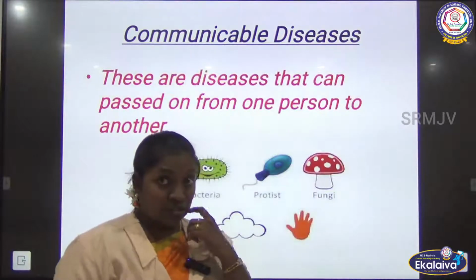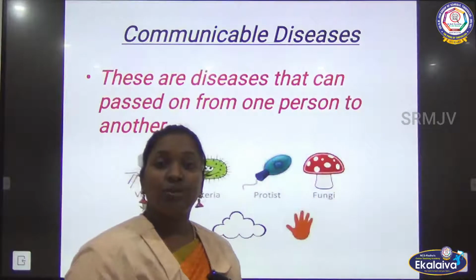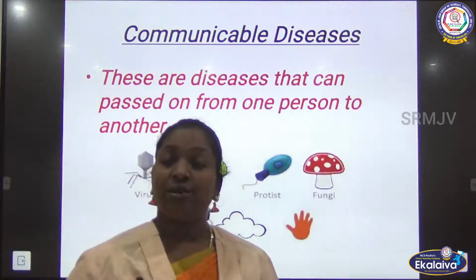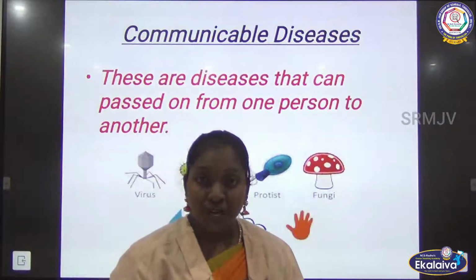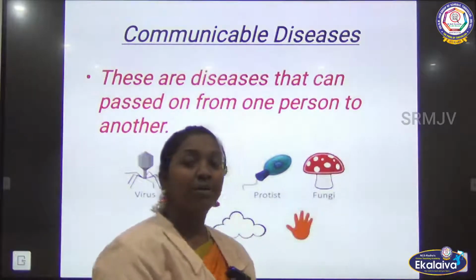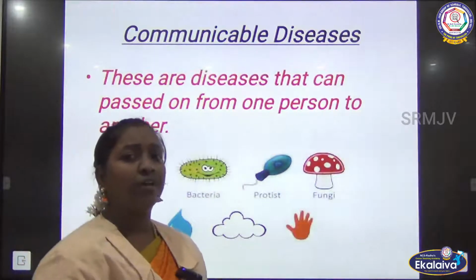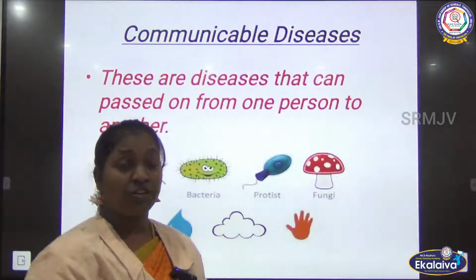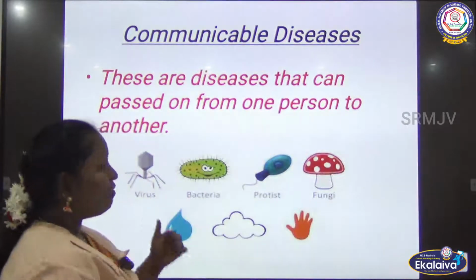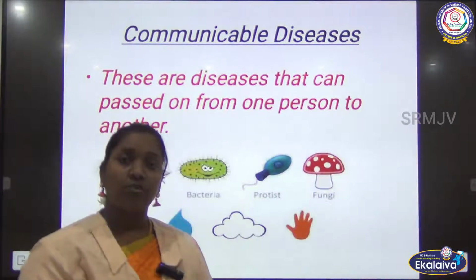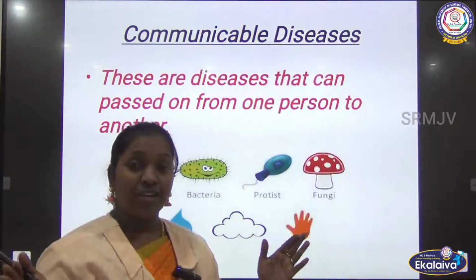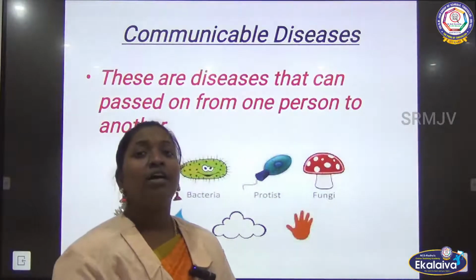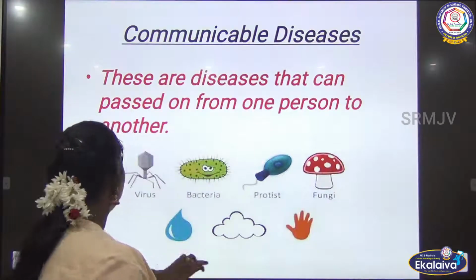So communicable means what, ma'am? The disease which can be passed on, which can transfer from one person to the other, is called a communicable disease. Keep remembering, it gets communicated through microbes or germs. We are going to see them one by one. Only through germs are these types of diseases spreading to others. So that type of disease is called a communicable disease.